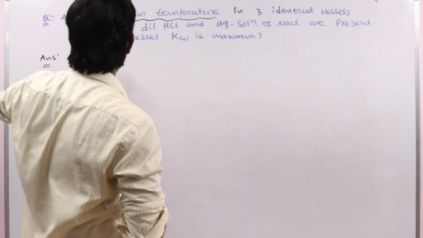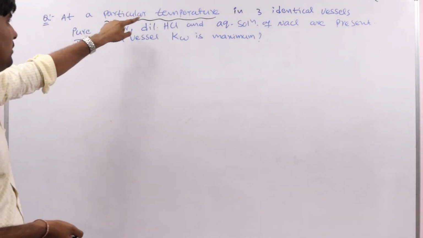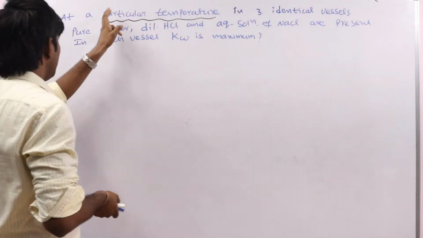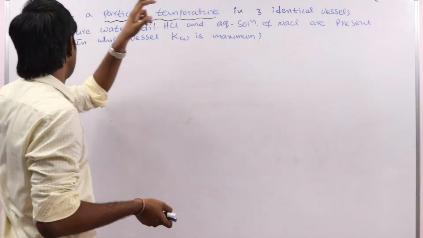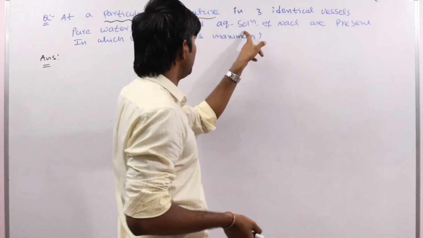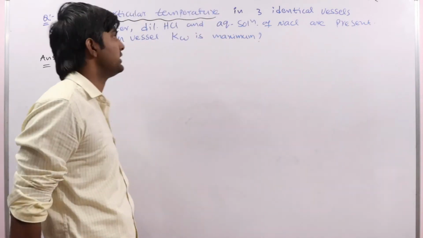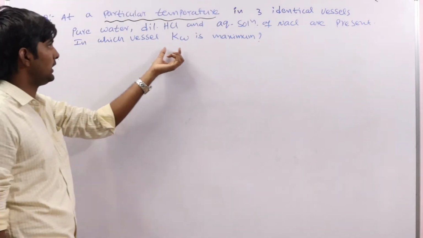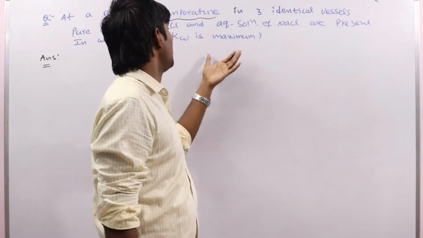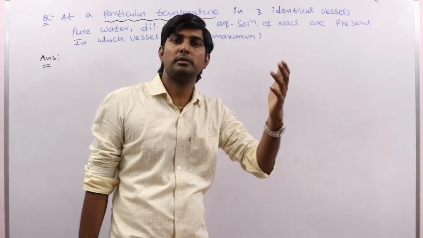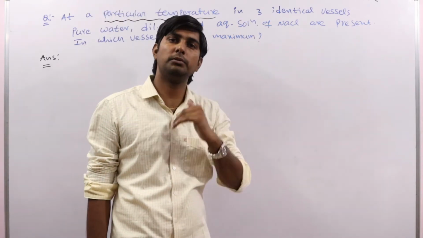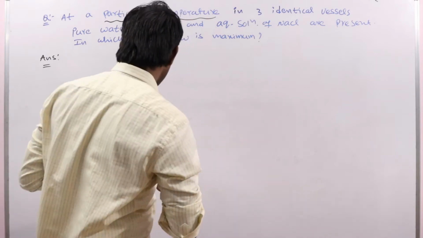So here the first one is: at a particular temperature, in three identical vessels, pure water, dilute HCl and aqueous solution of sodium chloride are present. In which vessel is Kw maximum? They will give four options: pure water, HCl, aqueous solution of NaCl, or none of the above, like that, or they may give a statement also. Whatever it may be.